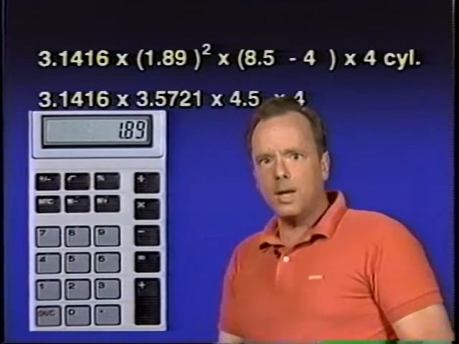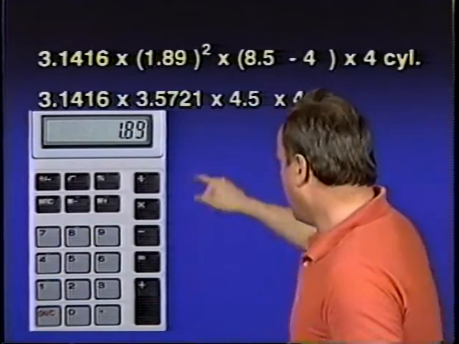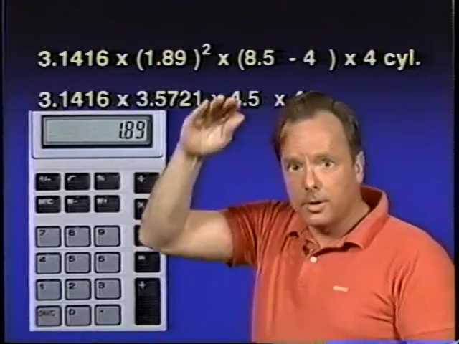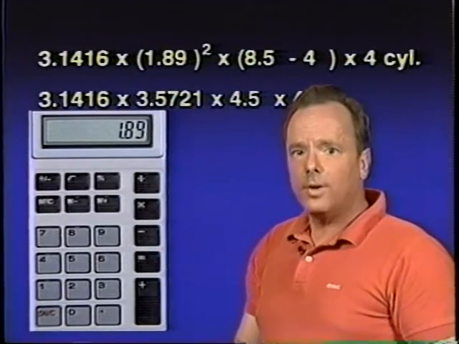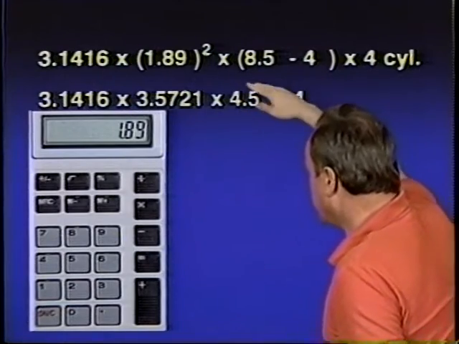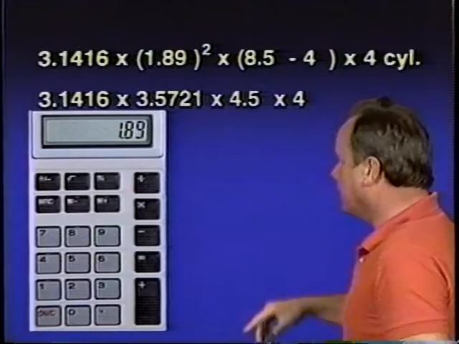Now, if you remember, they said the piston on bottom center, the top of the piston was 4 inches from the top of the cylinder. And the whole cylinder is 8.5 inches deep, so what that tells you is the stroke is 8.5 inches minus 4 inches. And there are 4 cylinders in this engine.